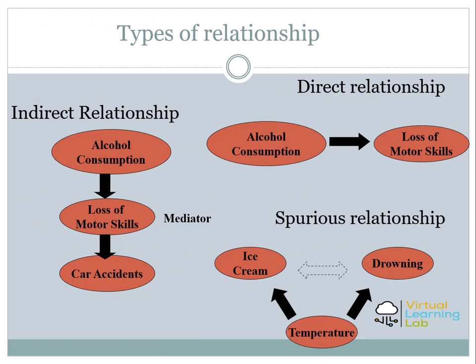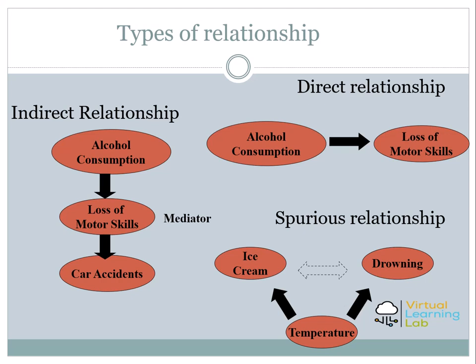The relationships investigated by a researcher interested in causal inference can be direct relationships. Here we show an example of alcohol consumption leading to loss of motor skills. Or an indirect relationship, which is what mediation analysis is targeting. So here, alcohol consumption leads to loss of motor skills, which in turn leads to car accidents.